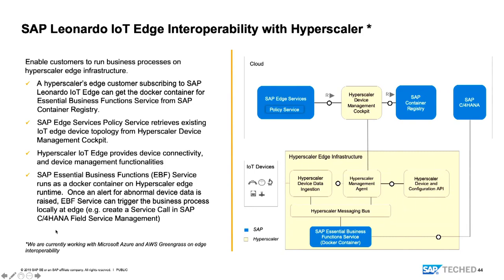Also with the edge, as with the cloud version, we now got an interoperability with the hyperscalers, Azure and AWS. Azure Edge and AWS Greengrass are runtimes that you can run on an edge computer. A lot of customers already have that, want to use that, want to leverage that. But they also want to get the context of their SAP backends into this. And that's why the Essential Business Function Service that I mentioned before, which gives you that connectivity to the backend systems and which mirrors the data on your edge computer, is available as a Docker container. You can get that Docker container from the SAP Container Registry using our policy service. The policy service knows which edge computers exist from the hyperscalers, and then you can put this container into your runtime of the hyperscaler and use this as well and leverage the connectivity to the backend.